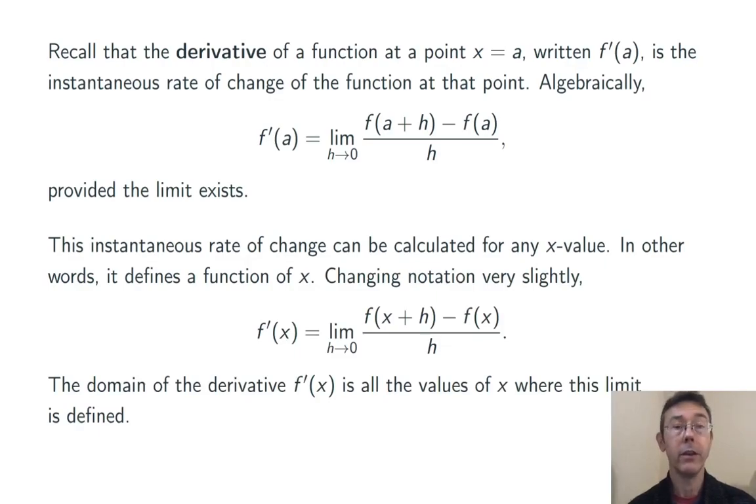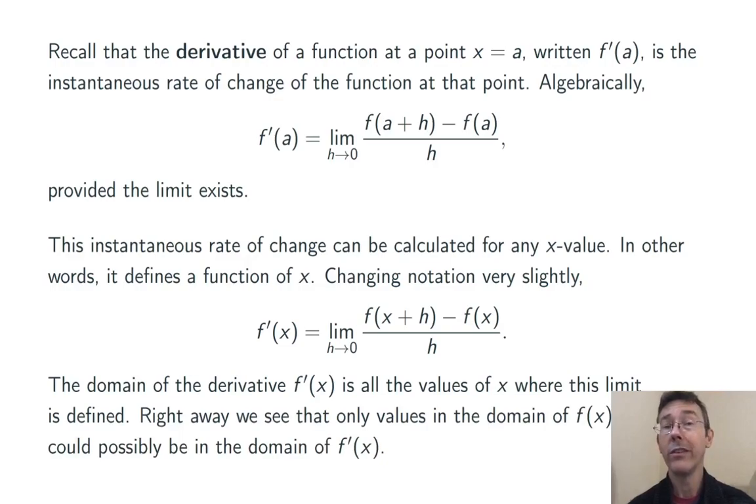f prime of x is the limit as h goes to 0, f of x plus h minus f of x over h. The name derivative comes from the fact that we really are getting a function that's derived from the original function f of x. It's related to it, but not exactly the same. The domain of f prime is going to be all the x values for which this limit exists.